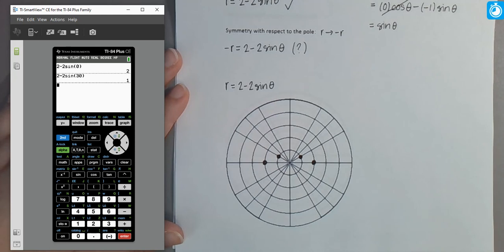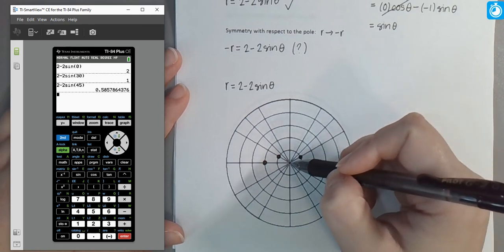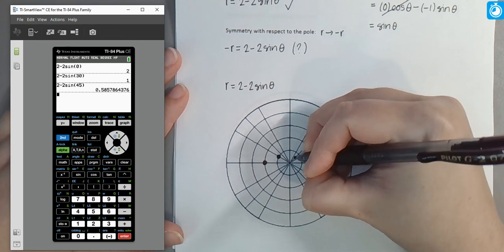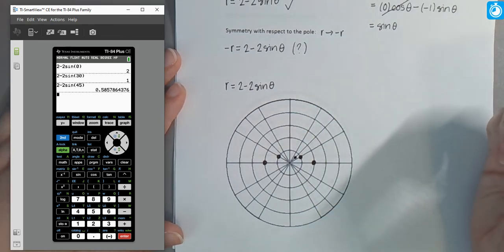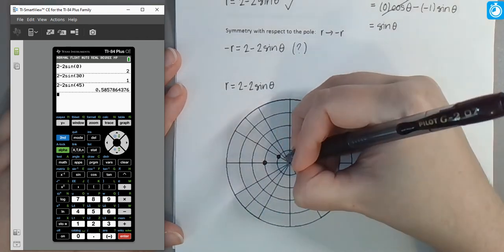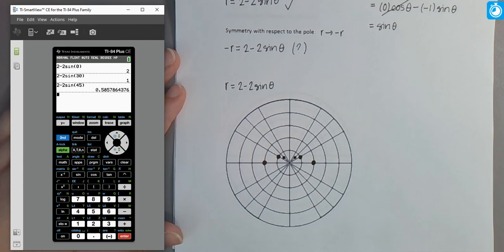Okay, now let's go to 45 degrees. So 2 minus 2 times the sine of pi over 4 radians, or 45 degrees, is about 0.6. So at 45, here's where it's going to get a little tough to graph because everything is in there really close. About halfway, I'm just going to graph it as a small point. And again, we have a matching point on the other side using symmetry, so something like that.